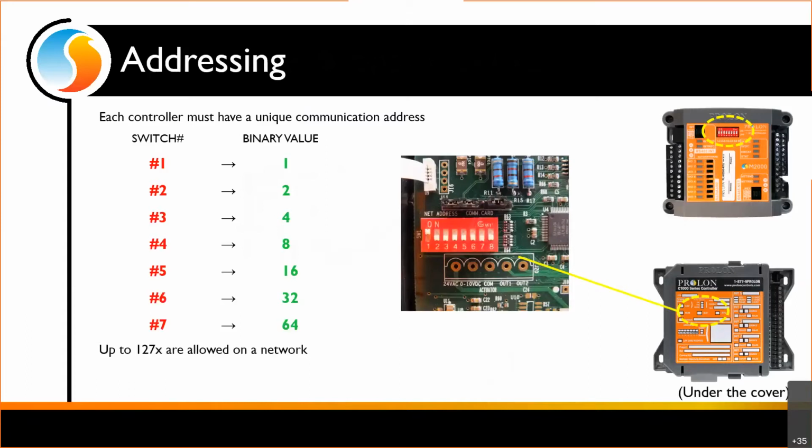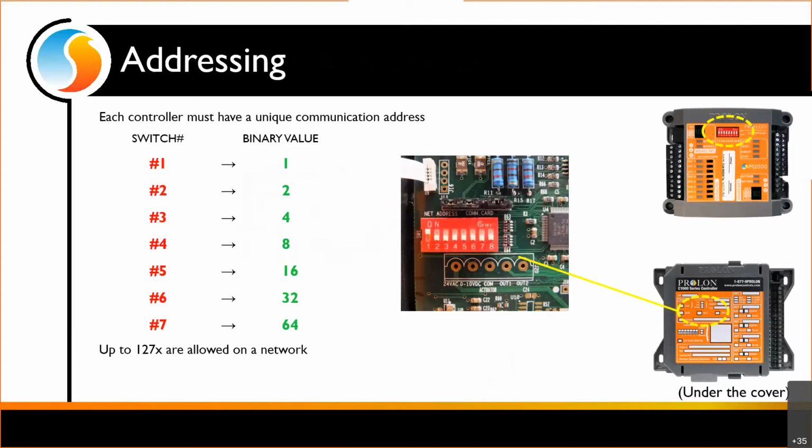On the C1000, they are not immediately available in the field of view. So we have to remove the cover. And once you remove the cover of the C1000, you're going to see the dip switches. And so it is binary addressing, and we use the first 7 switches for the addressing. As we can see on the screen, each switch number has a binary value.